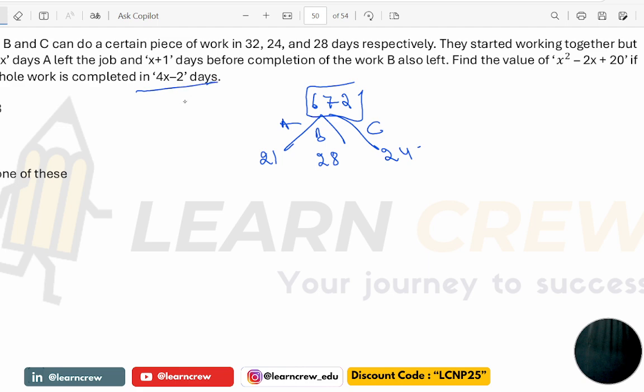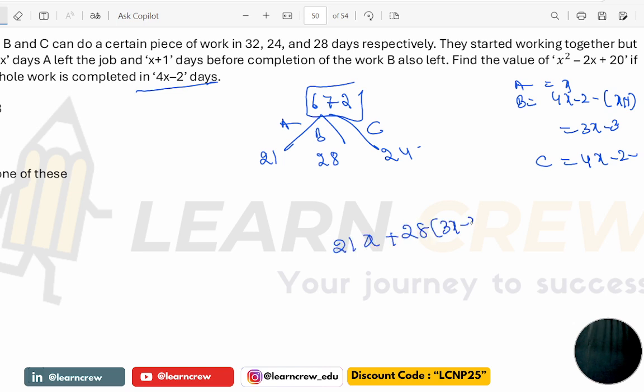The total work is completed in 4x minus 2 days. So 4x minus 2 minus (x plus 1) is equal to 3x minus 3. So this is the number of days B worked. A worked for x days, B worked for 3x minus 3 days, and C worked for the whole time, 4x minus 2. So the total work is 21 into x plus 28 into 3x minus 3 plus 24 into 4x minus 2. This total work is 672.